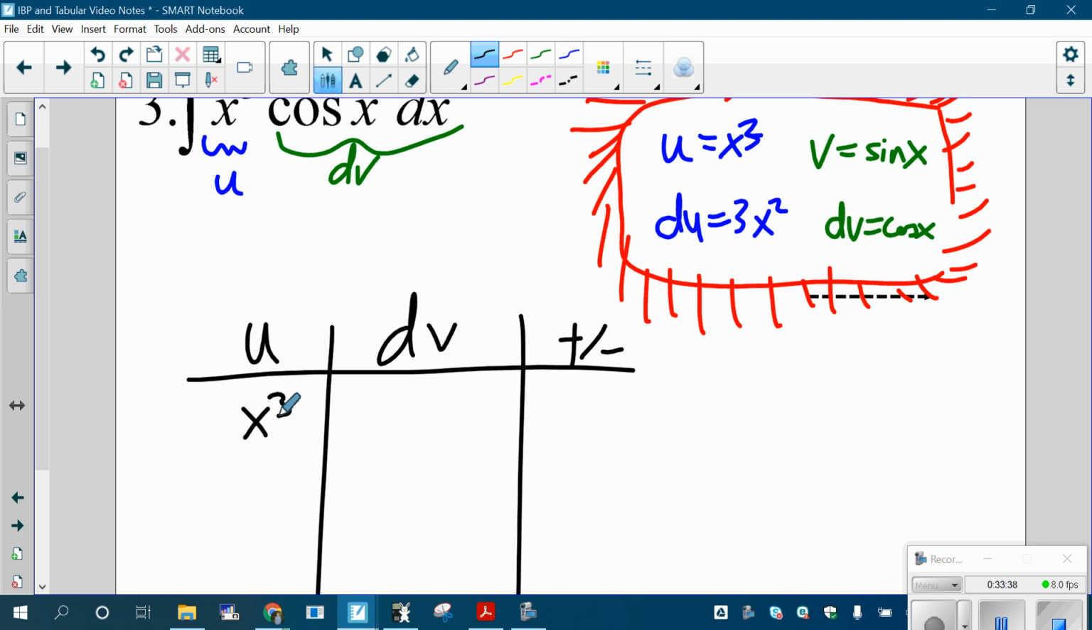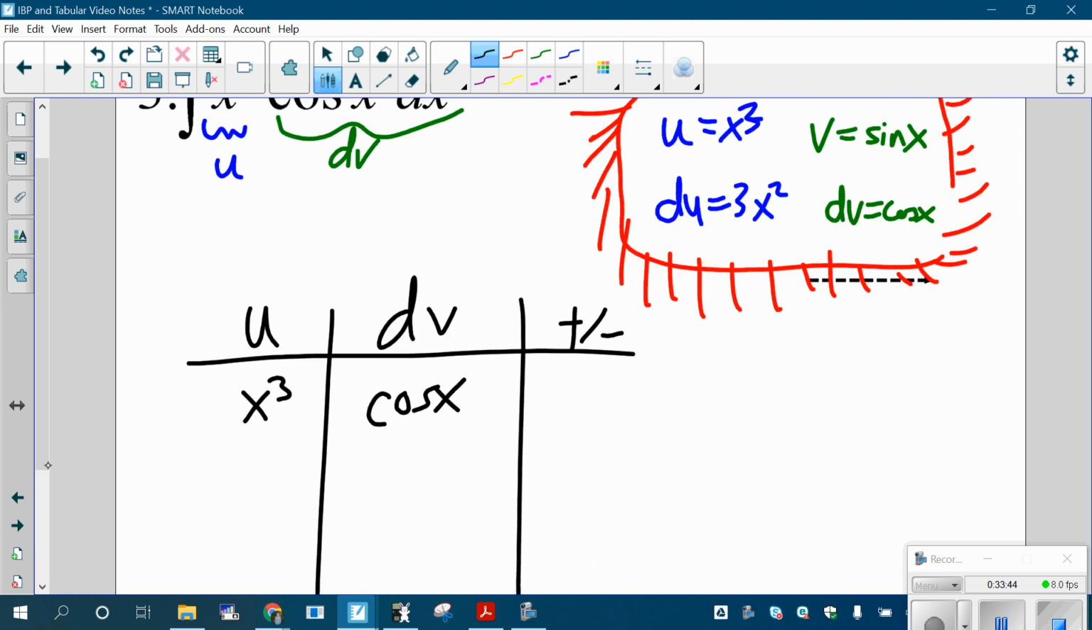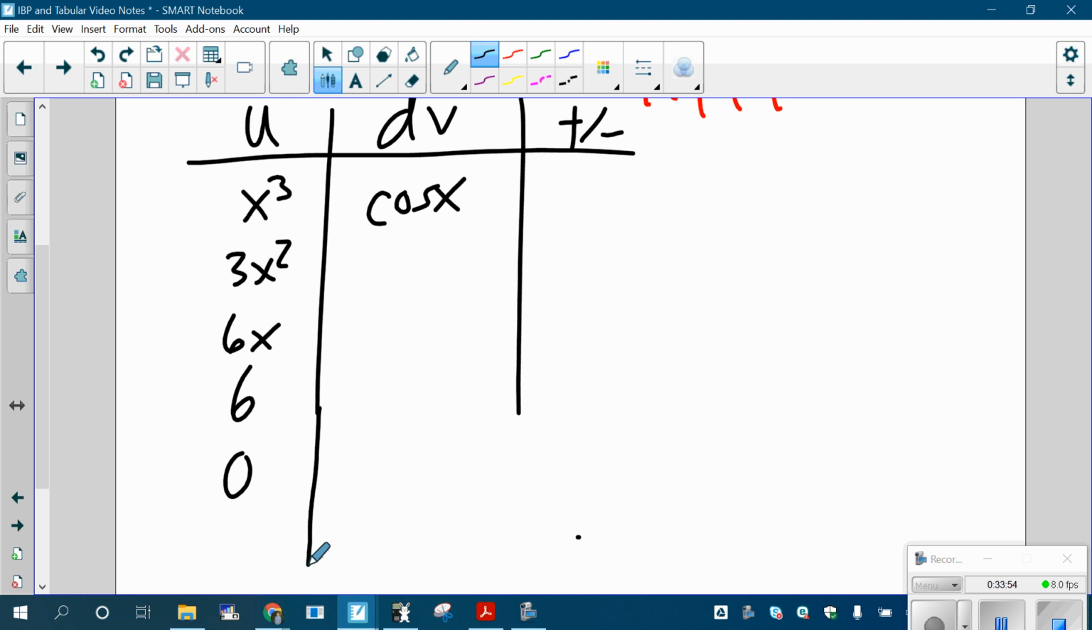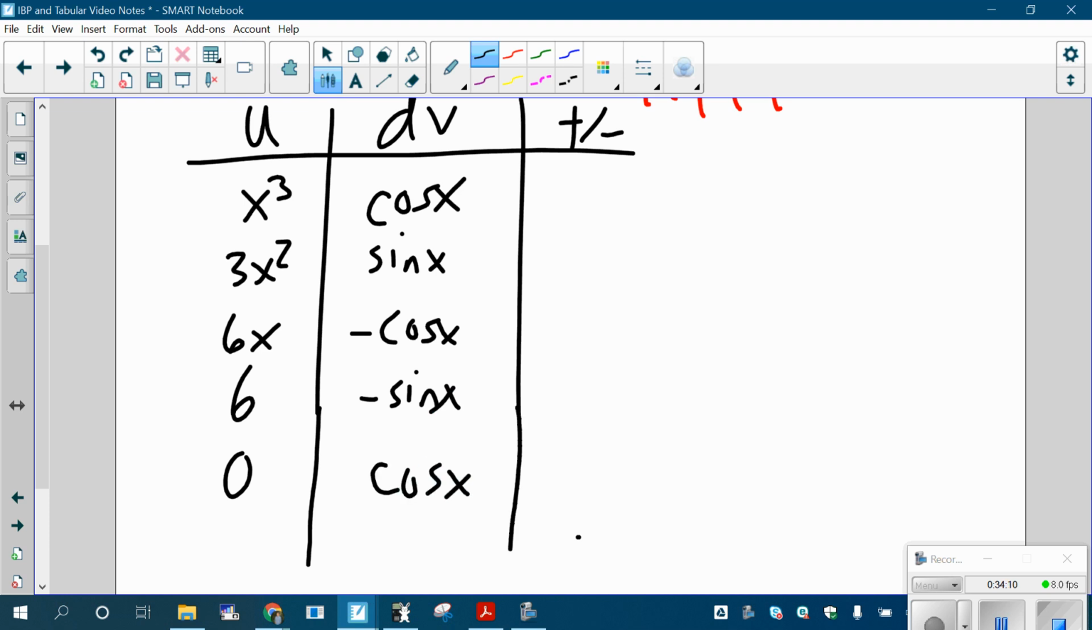Here was the u I picked, here was the dv I picked. I'm going to integrate down the u column. I'm going to integrate down the dv column. The antiderivative of cosine is sine, antiderivative of sine is negative cosine, antiderivative of negative cosine is negative sine, antiderivative of negative sine is cosine, and then I'm going to toss down some plus minus signs. Plus, minus, plus, minus, plus, minus.